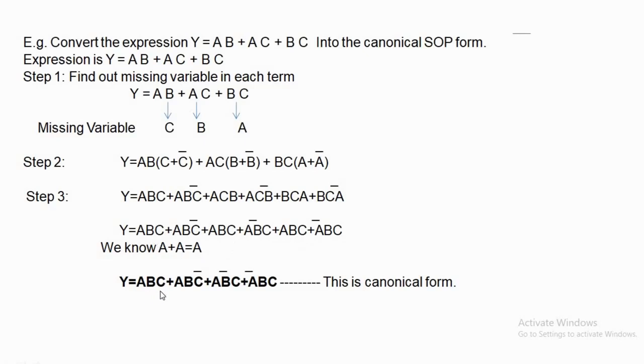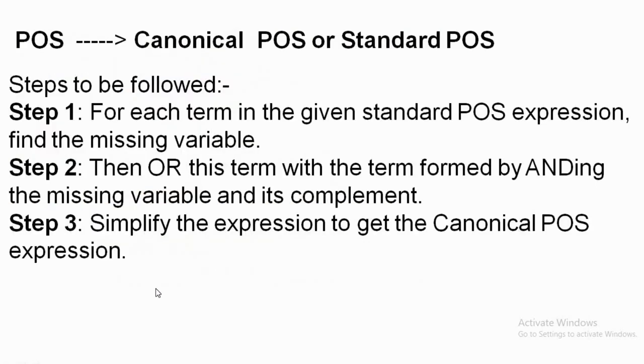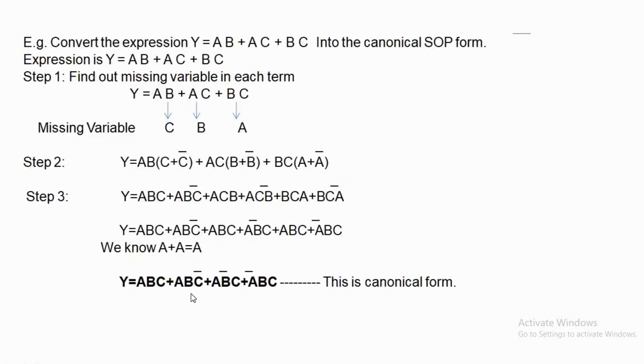So your equation is ABC plus ABC bar plus AB bar C plus A bar BC, and this is your canonical form. That means finally you get the canonical SOP form, which contains all 3 variables in each term. In the first term, 3 variables; in the second, 3 variables; in the third term, 3 variables; and in the last term, 3 variables. So in this way we can convert standard to canonical SOP form.